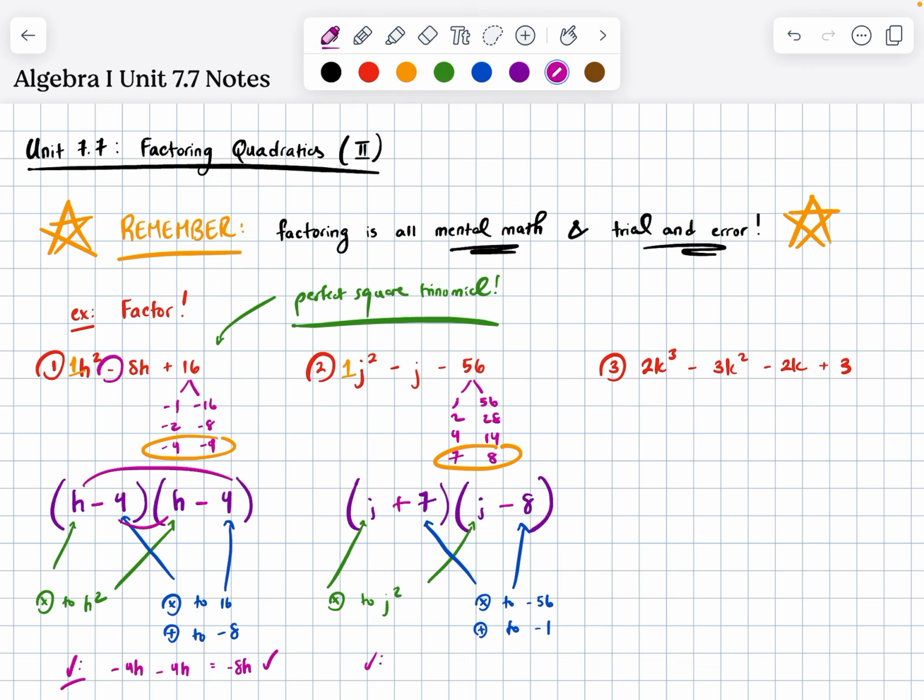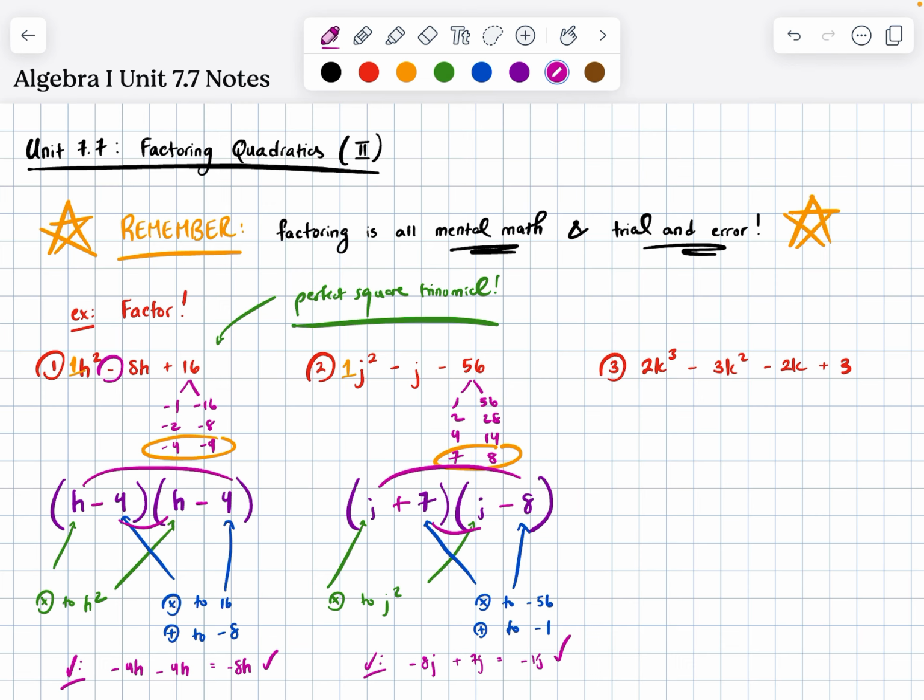Let me once again check my work by doing some metwet. I'm going to confirm that the middle term is what I want. J times negative 8 gives me negative 8j. 7 times j gives me positive 7j. Look at that. Negative 8 plus 7 does give me the negative 1j that I need.